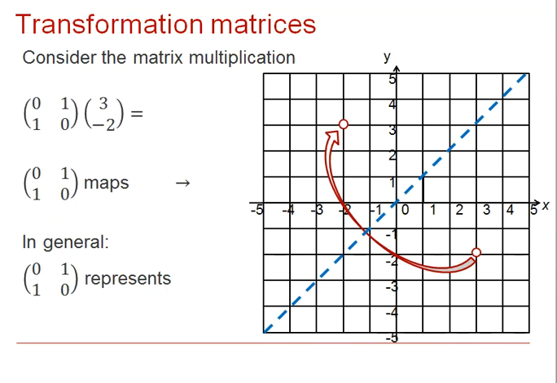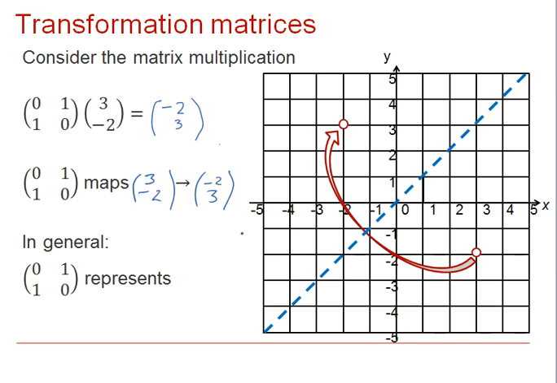We can represent a coordinate (3, -2) as a 1 by 2 matrix. For example here, (3, -2). And if we pre-multiply by this matrix [0 1; 1 0], we would end up with (-2, 3), as shown on the graph here. Or we can say that [0 1; 1 0] maps (3, -2) to (-2, 3).